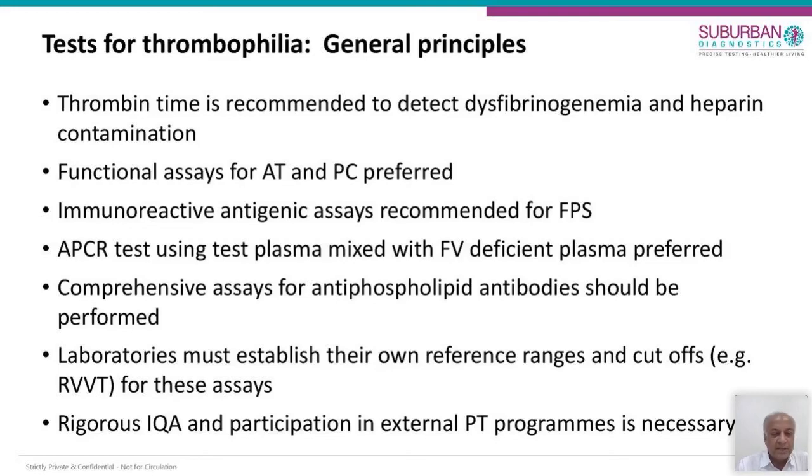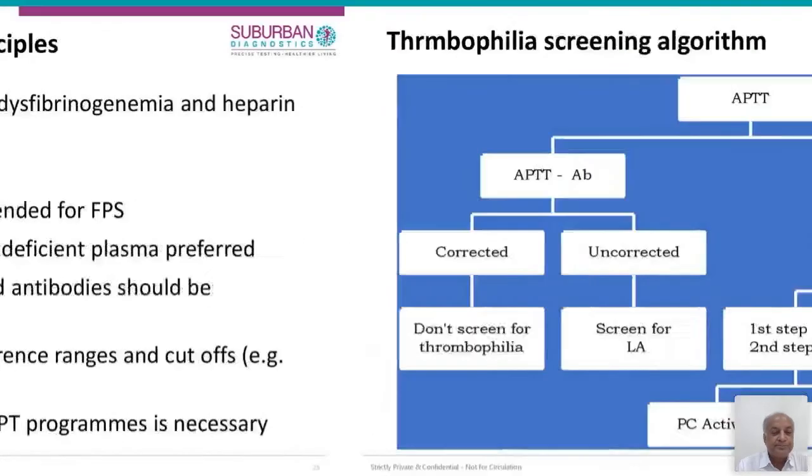Comprehensive assay for antiphospholipid antibodies should be performed. Laboratories must establish their own reference ranges and cutoffs with respect to the RVVT, because borrowing these ranges and cutoffs from other labs or using the kit insert is not the right way, because the interpretation of the test will depend on that. And if you do not have your own cutoffs, your results are going to be erroneous, or interpretation will be erroneous. And of course, stringent quality assurance exercises should be a part of day-to-day activity in all coagulation labs.